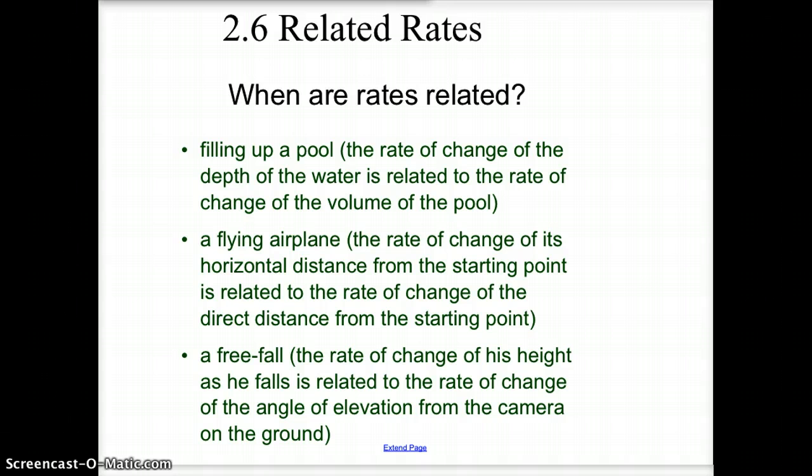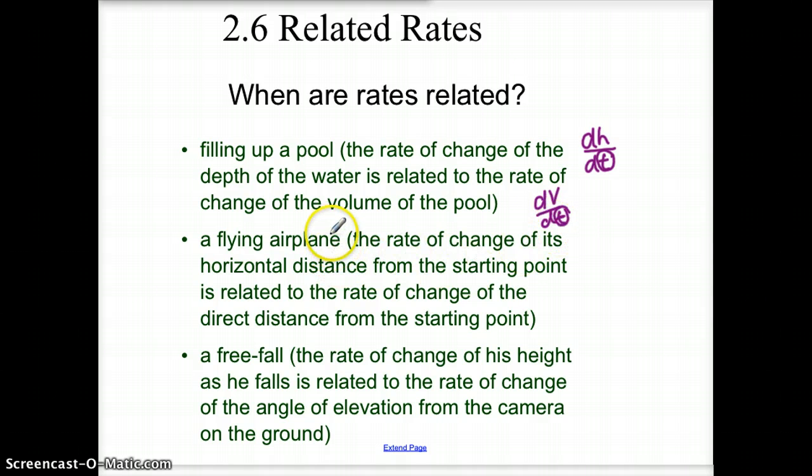So if we're trying to find the rate of change of the depth of the water, we would use the derivative of the depth of the water to represent the rate of change of the height of the water, or the depth of the water. And that's related to the rate of change, the derivative, of the volume of the pool. Notation: dV/dt and dh/dt, because these are both going to be based on time. We're going to have to remember dV/dt: the derivative, change of volume based on time.